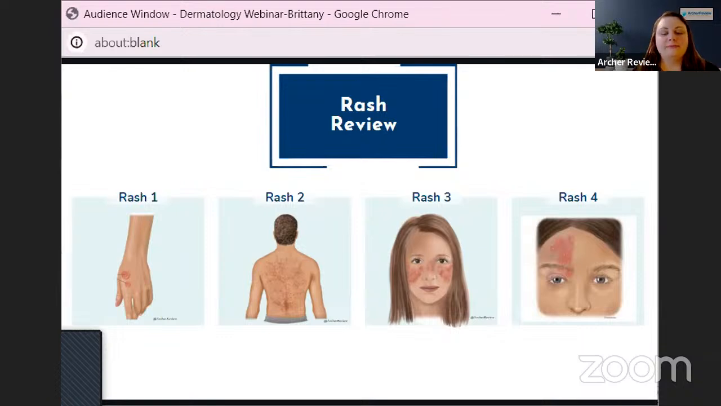Picture 3. Who can tell me this one? Now, I'm going to give you a hint. I really want you to look at her nose, paying attention to the nose and the nasolabial folds. So we can differentiate this one and another one by that. Classic sign there on her face. But yeah, have any ideas?